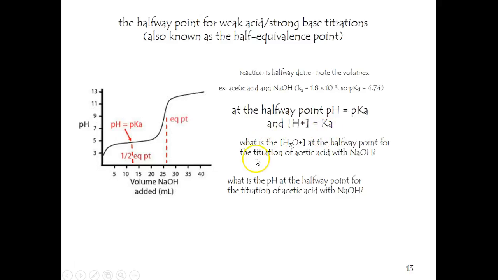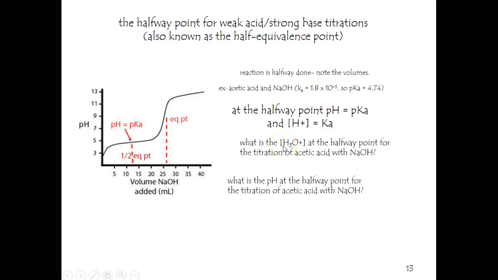And if you understood that, you could see how they'd measure it. If it took 26 mL to get to the equivalence point, it would take about 13 mL to get to the half equivalence point. At that point, the pH is the pKa, so let's answer a couple questions for that. What's the hydrogen ion concentration, in other words, H+, at the halfway point for the titration of acetic acid with sodium hydroxide? Well, you couldn't really answer that unless you knew its Ka, but there it is.